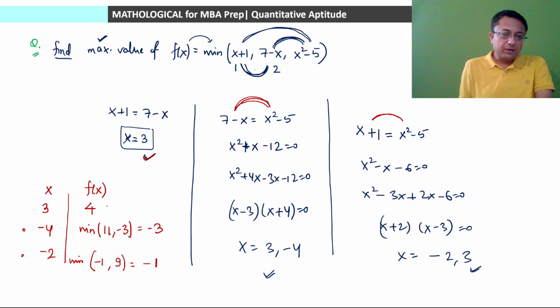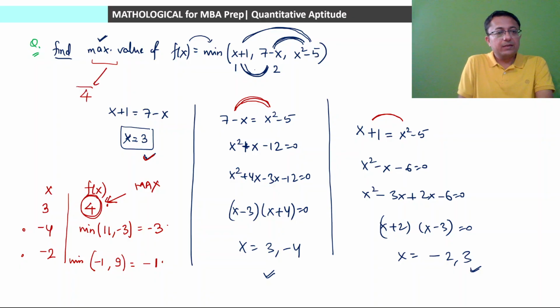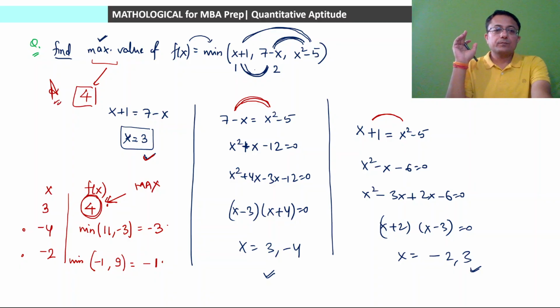So there are three values that we are getting, 4, minus 3 and minus 1. I need to find out the maximum value, which will be equal to the maximum of the given three values, 4, minus 3 and minus 1. So hence the maximum value will be at x equal to 3, which is fx equal to 4. So our answer will be fx equal to 4 is the maximum value. Is that clear? Okay.